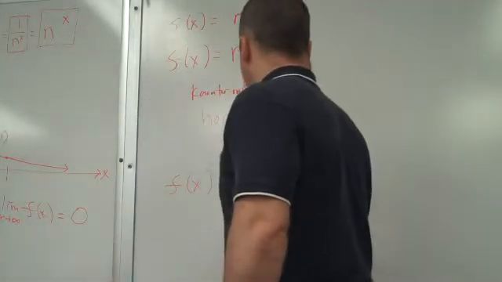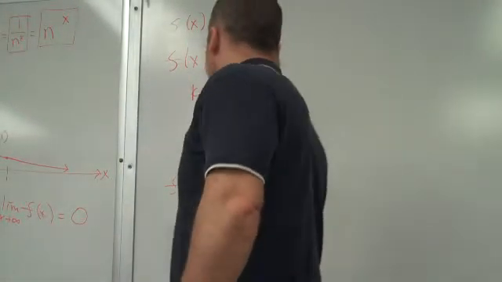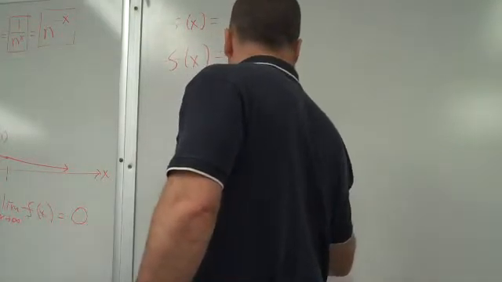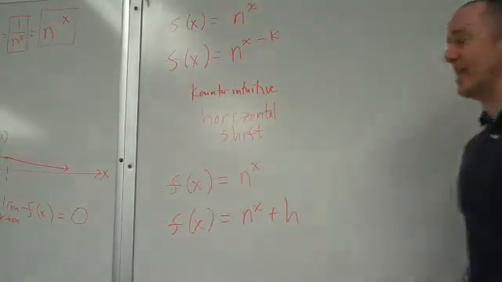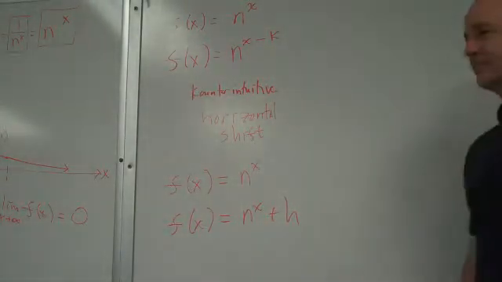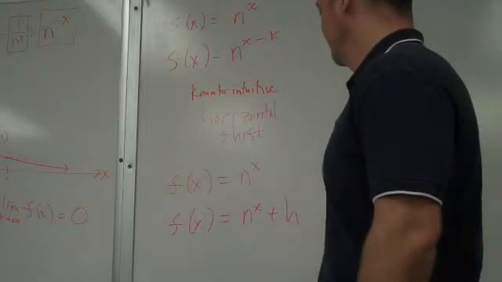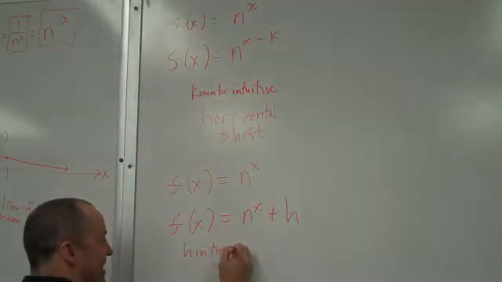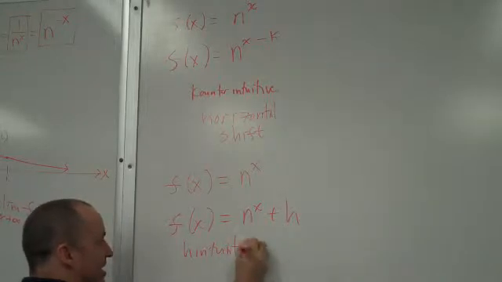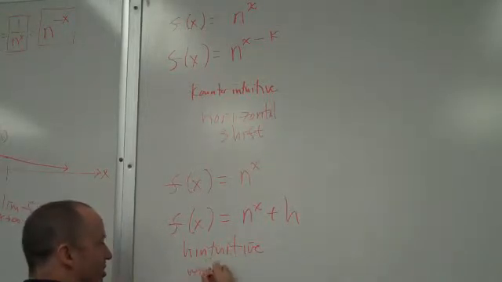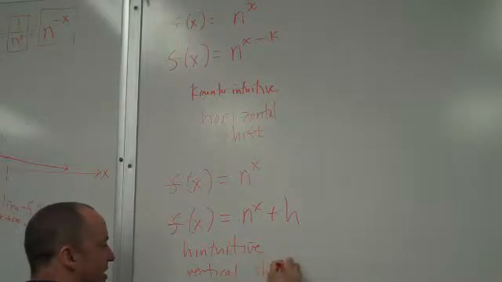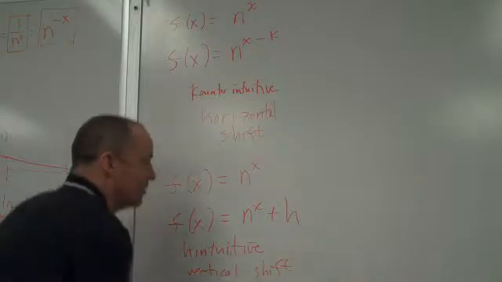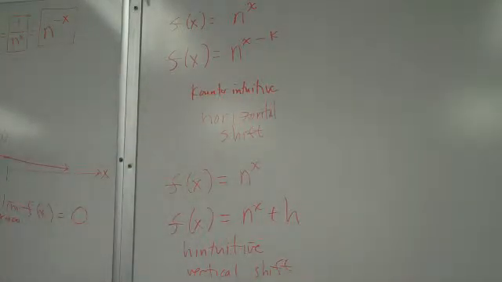If f of x equals some number raised to a power, what happens if I just add a number outside of the exponent? It'll go up and down. Vertical, up or down. This will be a vertical shift. Stop the whistling. This will be what I call a hintuitive vertical shift.